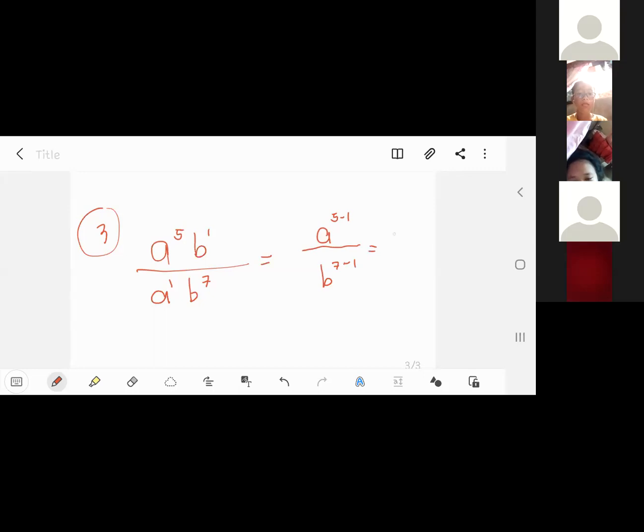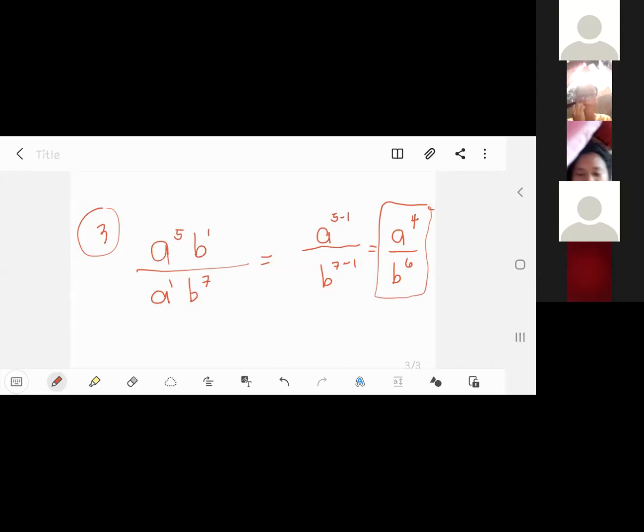So A to the power of 5 minus 1, that is 4. 7 minus 1, that is 6. Therefore, the final answer is A to the power of 4 over B to the power of 6. Got it? Yes, got it.